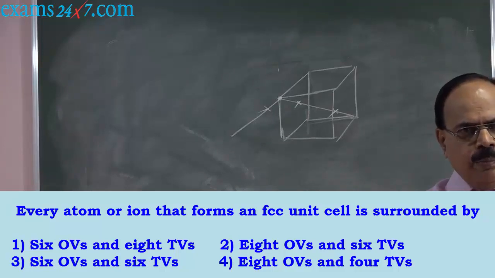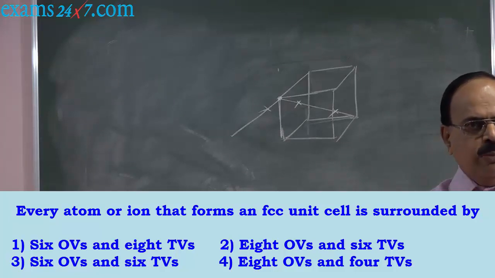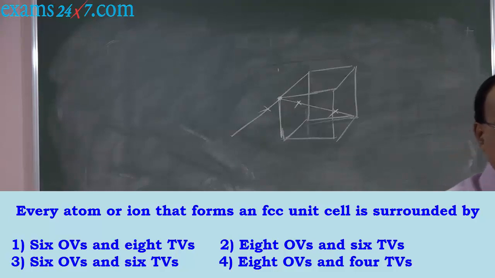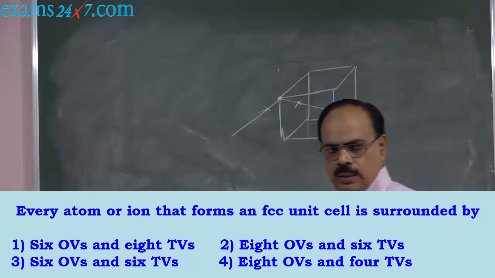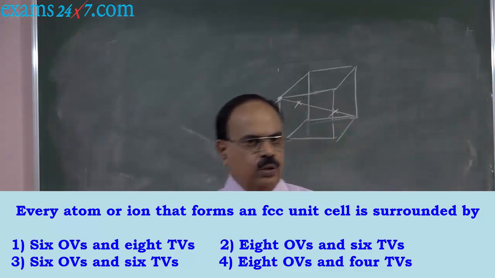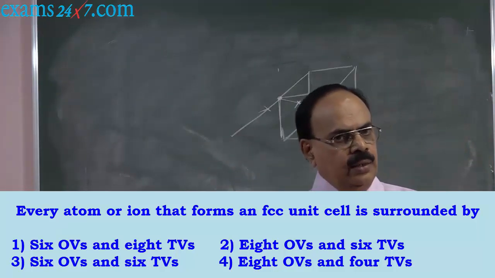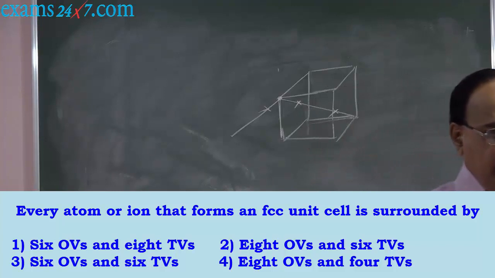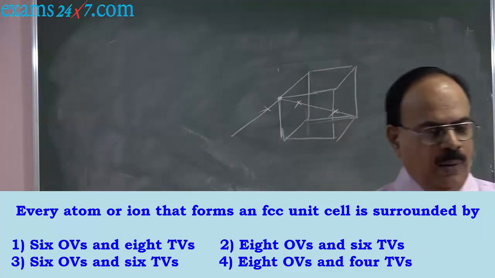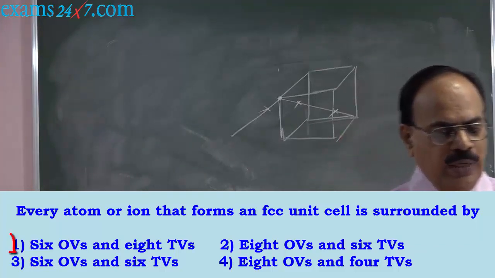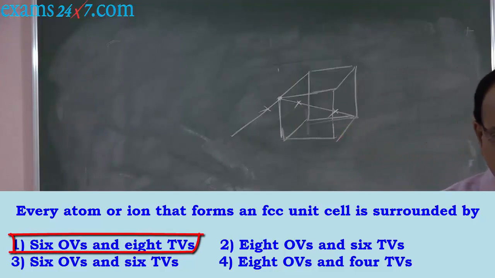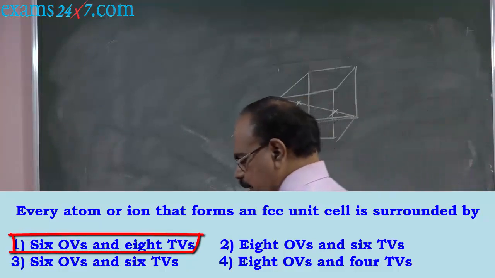And each tetrahedron void present in one body diagonal is the closest member to that particle. Therefore, how many tetrahedron voids are closest to one particle? 8 tetrahedron voids are closest to one particle in FCC. The correct answer therefore is going to be the first option, 6 octahedron voids and 8 tetrahedron voids. So understand it very well.